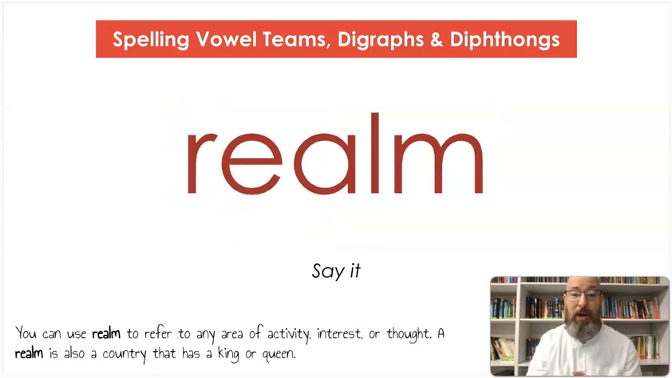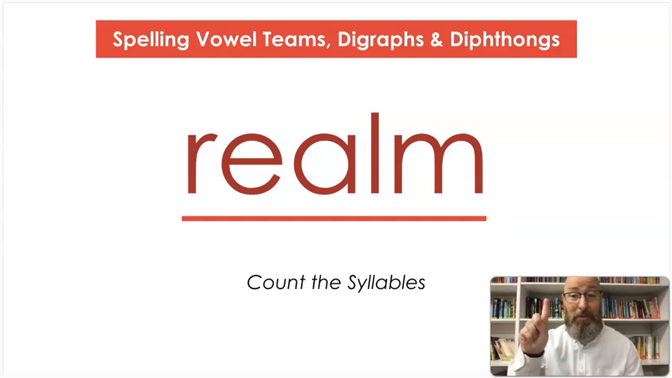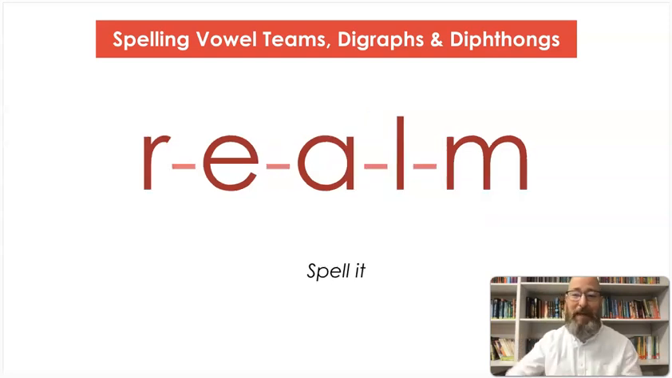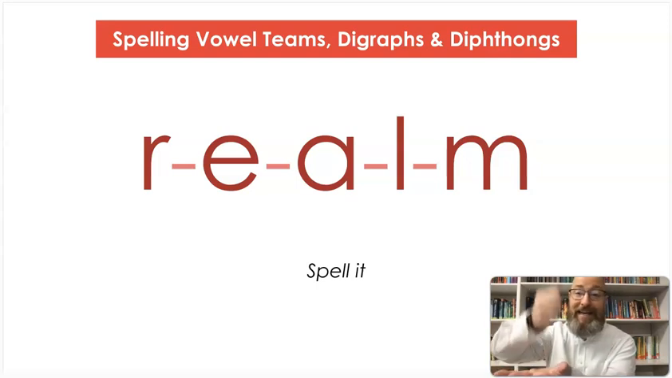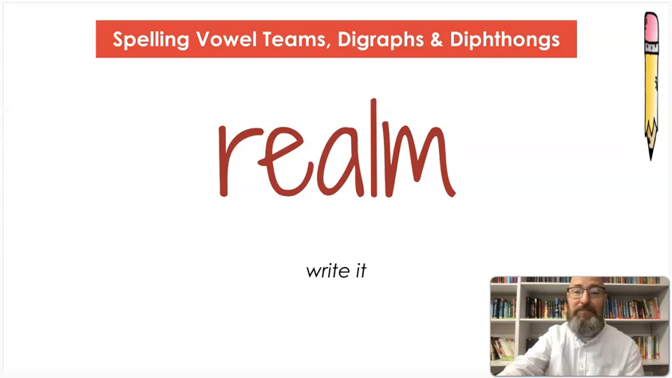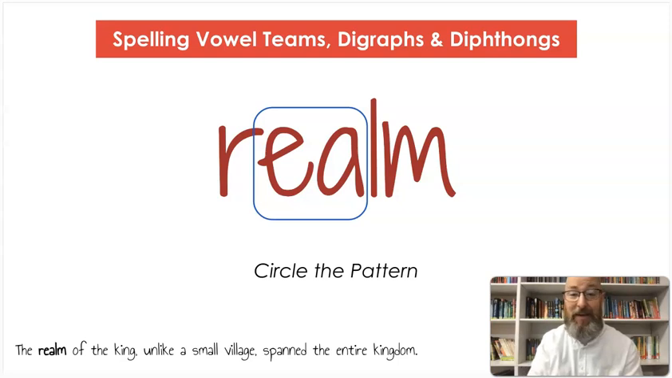The next word is realm. Say realm. You can use realm to refer to any area of activity, interest, or thought. A realm is also a country that has a king or a queen. Count the syllables. Realm. Just one. Let's spell it. R-E-A-L-M. Realm. And let's write it. R-E-A-L-M. Have you found that pattern already? E-A, that's correct. The realm of the king, unlike a small village, spanned the entire kingdom.